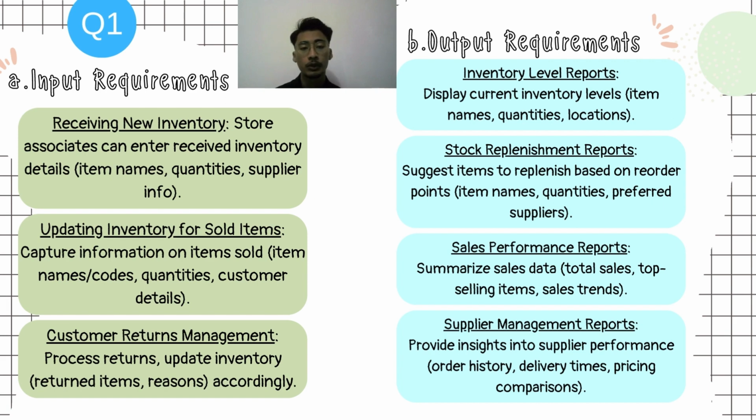So for B, the output requirements. Inventory level reports display current inventory levels such as item names, quantities and location. Next is stock replenishment reports, such as items to replenish based on reorder points, with item names, quantities, preferred suppliers. Next is sales performance reports. Summarize sales data such as total sales, top selling items and sales trends. Next is supplier management reports. Provide insight into supplier performance such as order history, delivery times, pricing comparisons.